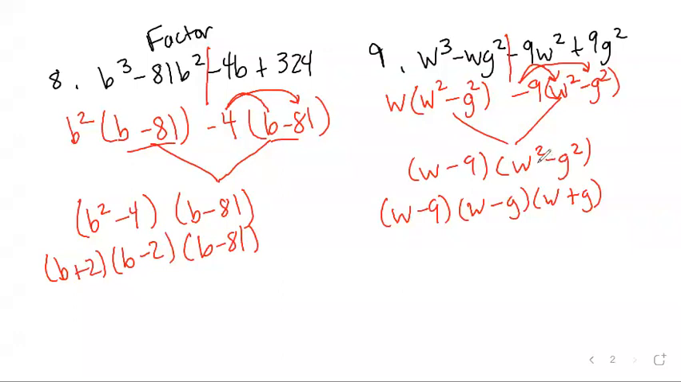Okay, so this one, 9 is a perfect square, but W is not, because it needs to be a W squared. But yes, if that was a W squared minus 9, it would be W minus 3 and W plus 3, but it needs to be a squared for that to happen. But yes, that's a good question.